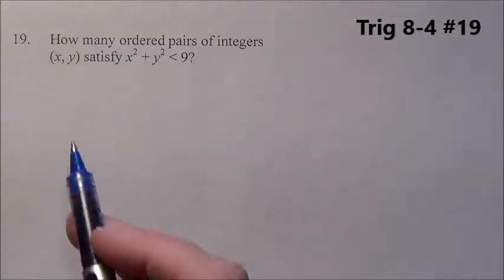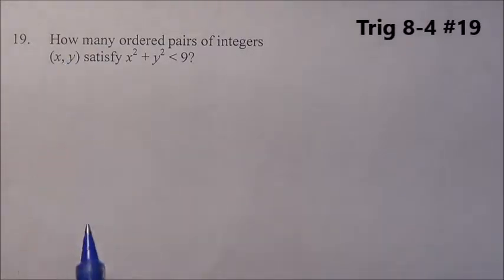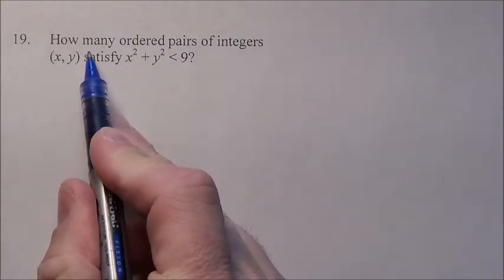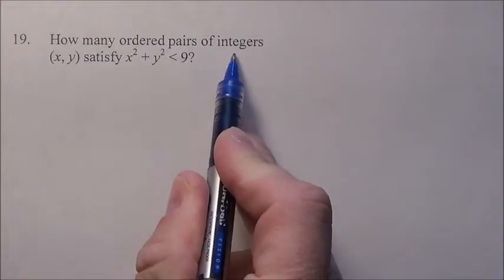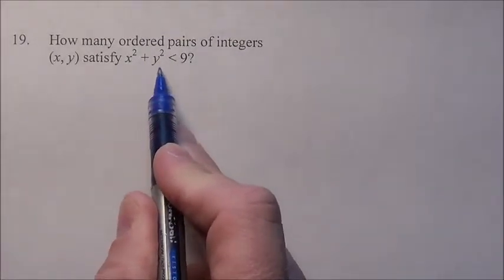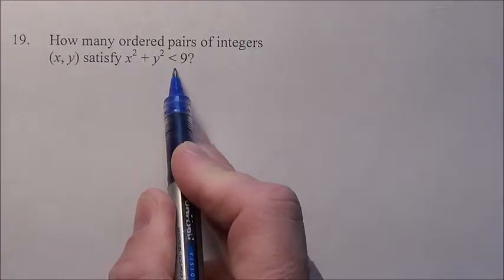All right, here's problem 19. This is a little challenging SAT question where you really have to be able to sort of put things in pairs and think things through. It says, how many ordered pairs of integers, now integers meaning there's positives and negatives, x, y, satisfy this equation here where x squared plus y squared is going to be smaller than 9.